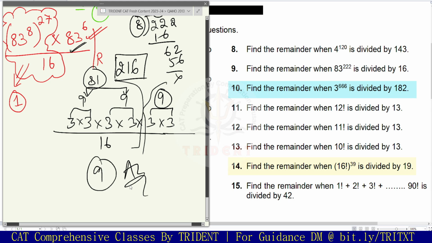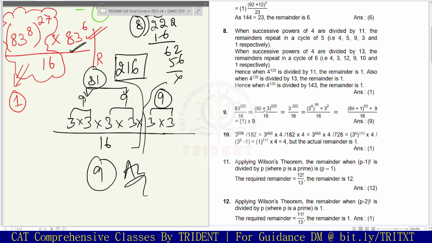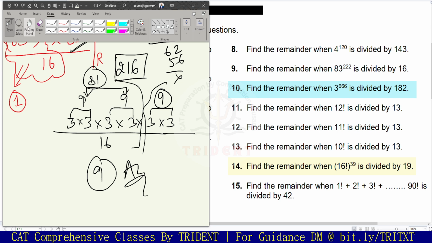It just depends on how you're choosing to look at the questions. I will show you the answer also. This is the answer, this is how they have solved. They did a similar technique: 3 raised to the power 4 raised to 55 into 3 square. I don't know what they did, but I'm pretty sure that the answer they will also reach is this only. All right, let's go to the next one.